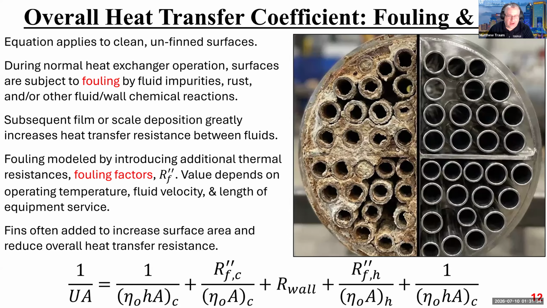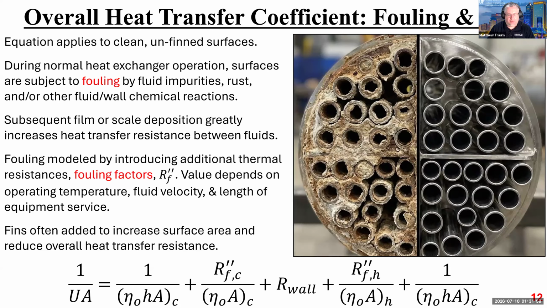So how do we, in the equation that we had, how do we deal with fouling if we suspect that it is reducing the effectiveness of our heat exchanger? Fouling is modeled by introducing an additional thermal resistance. So it's kind of like contact resistance in that regard. Those are called fouling factors, which are represented as R sub F double prime.